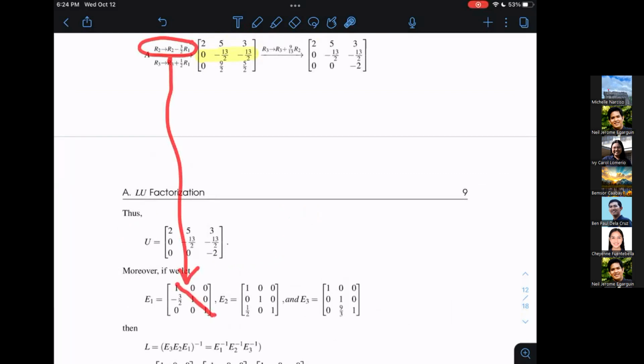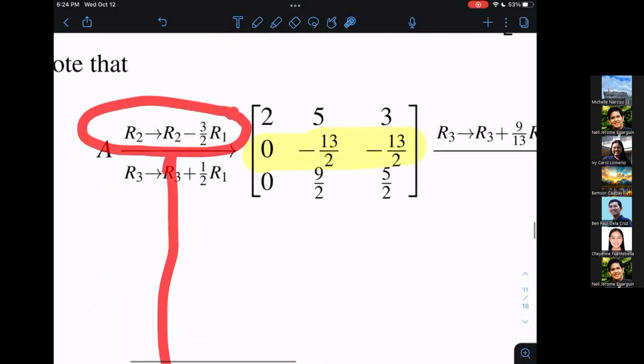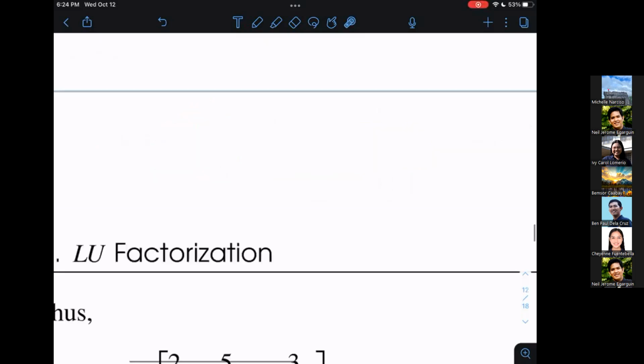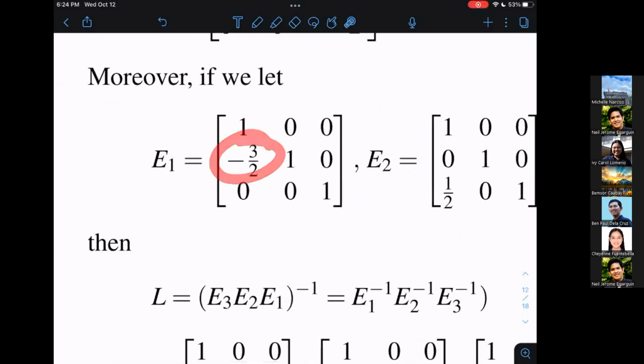Pero papalitan ko yung nasa second row and first column ng identity matrix by -3 halves. Kasi ang C natin dito ay -3 halves. So now, dun sa elementary matrix for the first row translator, it's the identity matrix except that the entry on the second row first column ay equal kay -3 halves. Right? Again, that second row first column ay magiging -3 halves. And that's what I got here. Okay?